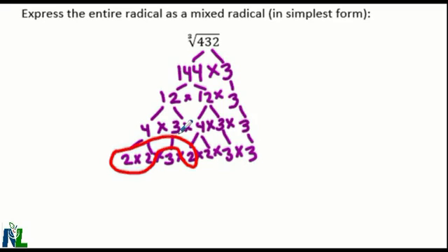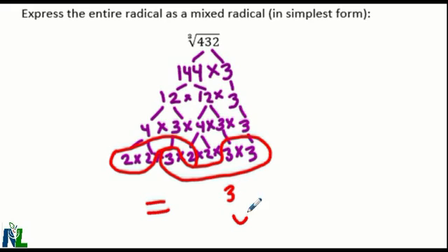So I've got a triplet of 3s. I have another triplet of 3s right here. And when I rewrite this, because I started with an index of 3, I need to keep my index of 3 next to my radicand.